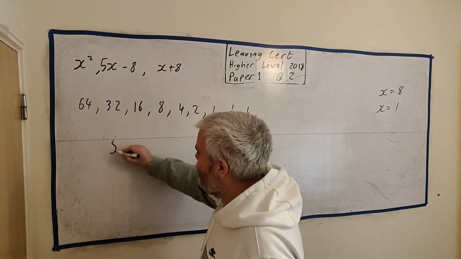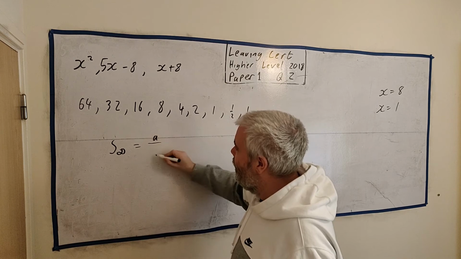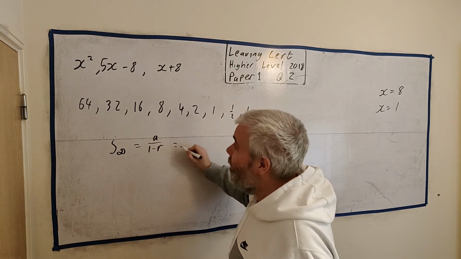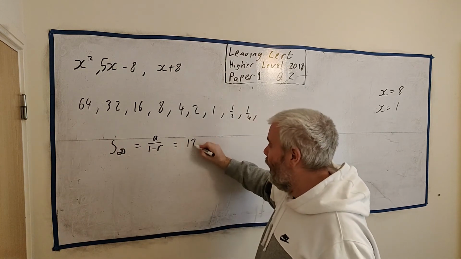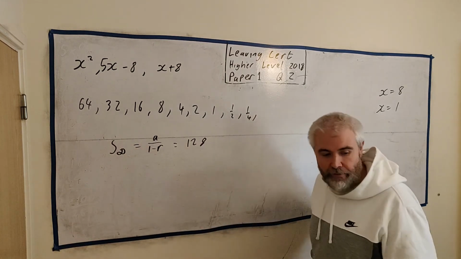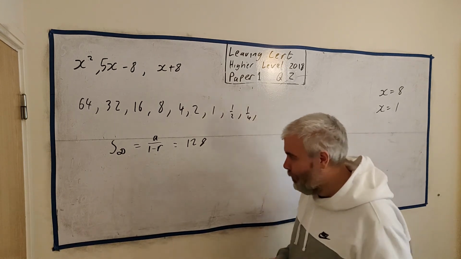The simple way first is just a formula from the book. Sum to infinity is equal to a divided by 1 minus r. Fill in a is 64, r is a half. Fill it in, we get 128. You're finished. You'll get full marks on the exam. You'll also get full marks for my way, but it'll look a bit prettier.